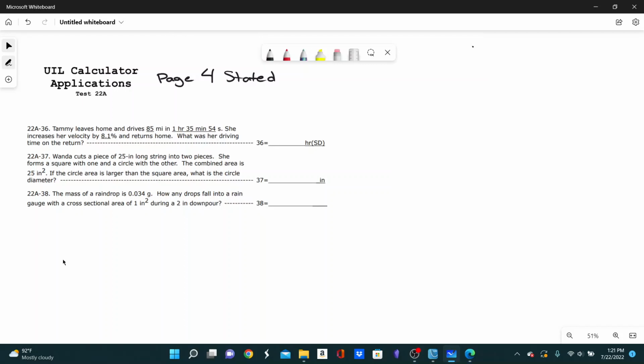Number 36. Tammy leaves home and drives 85 miles in 1 hour, 35 minutes, and 54 seconds. She increases her velocity by 8.1% and returns home. What was her driving time on the return?